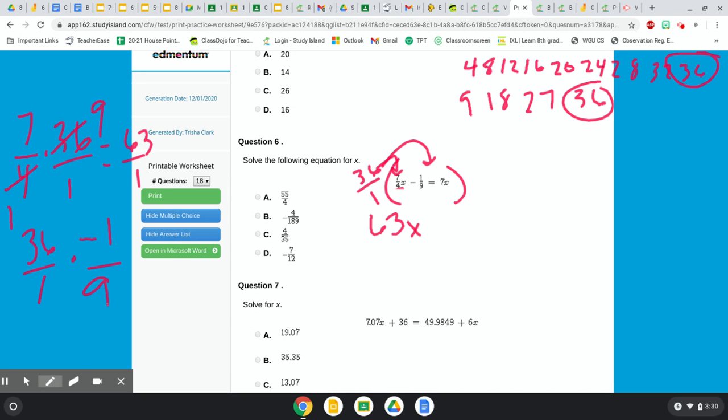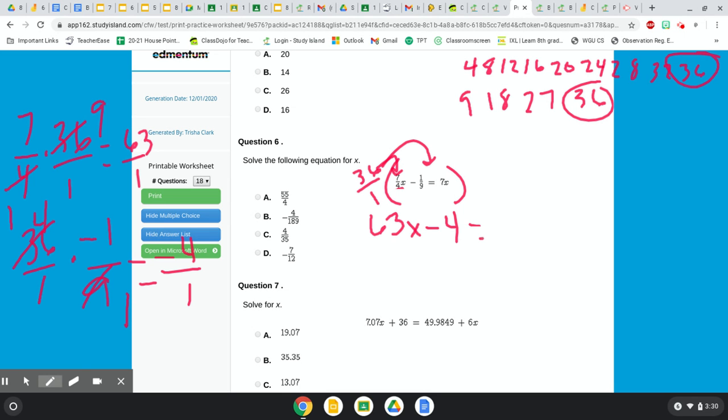So I'm going to look at my cross products here. 36 and 9 can both be divided by 9. So 9 divided by 9 is 1. 36 divided by 9 is 4. So when I multiply across, 4 times negative 1 gives me negative 4 over 1, or just negative 4. So I have a minus 4.